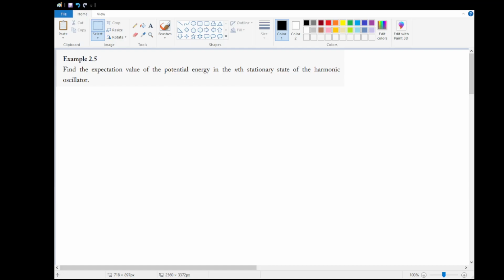2.5 is significantly more simple compared to 2.4 because there's not this super long, meandering talking about normalization, preservation, and all that stuff. This is actually just a very straightforward problem, so I'm not going to spend too much time on it. We're asked to find the expectation value of the potential energy for the nth stationary state of the harmonic oscillator.